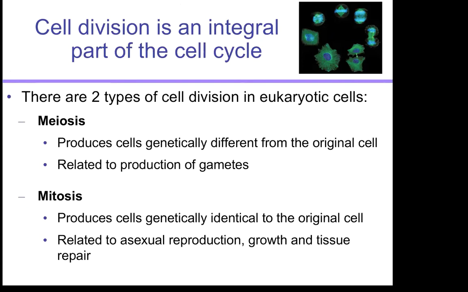Meiosis is a special case of cell division. It's important because it produces cells that are genetically different from the original cell, and it is the form of cell division used to reproduce sexually to produce gametes. In mitosis, it's more of the regular cell division. It produces cells that are identical or carbon copies to the original cell, and it is the type of division necessary for asexual reproduction, growth, and also tissue repair.